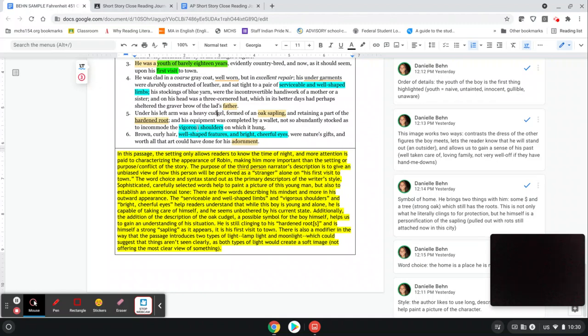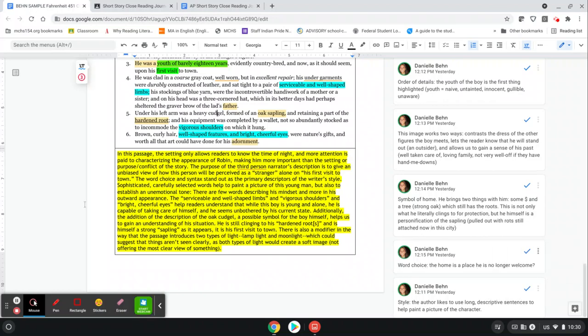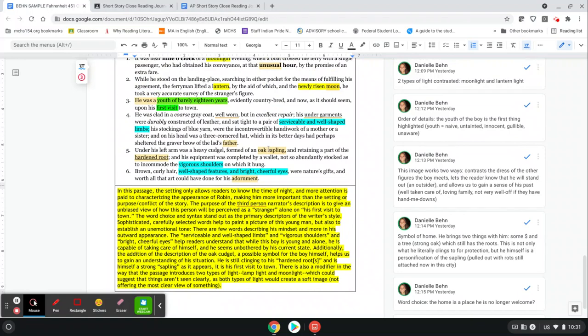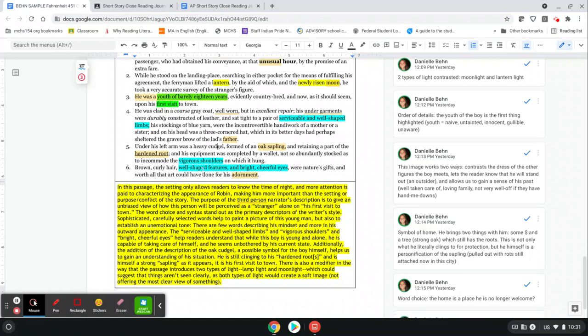I also noted that, I can't see down here because of this weird little box, let me close it. Maybe the fact that they call it a hardened root is that, you know, a place he's no longer welcome. And so these are the things that I noticed. The highlighted in blue, these are the different physical descriptions of him. He's obviously a strong kid. So that's my close reading.